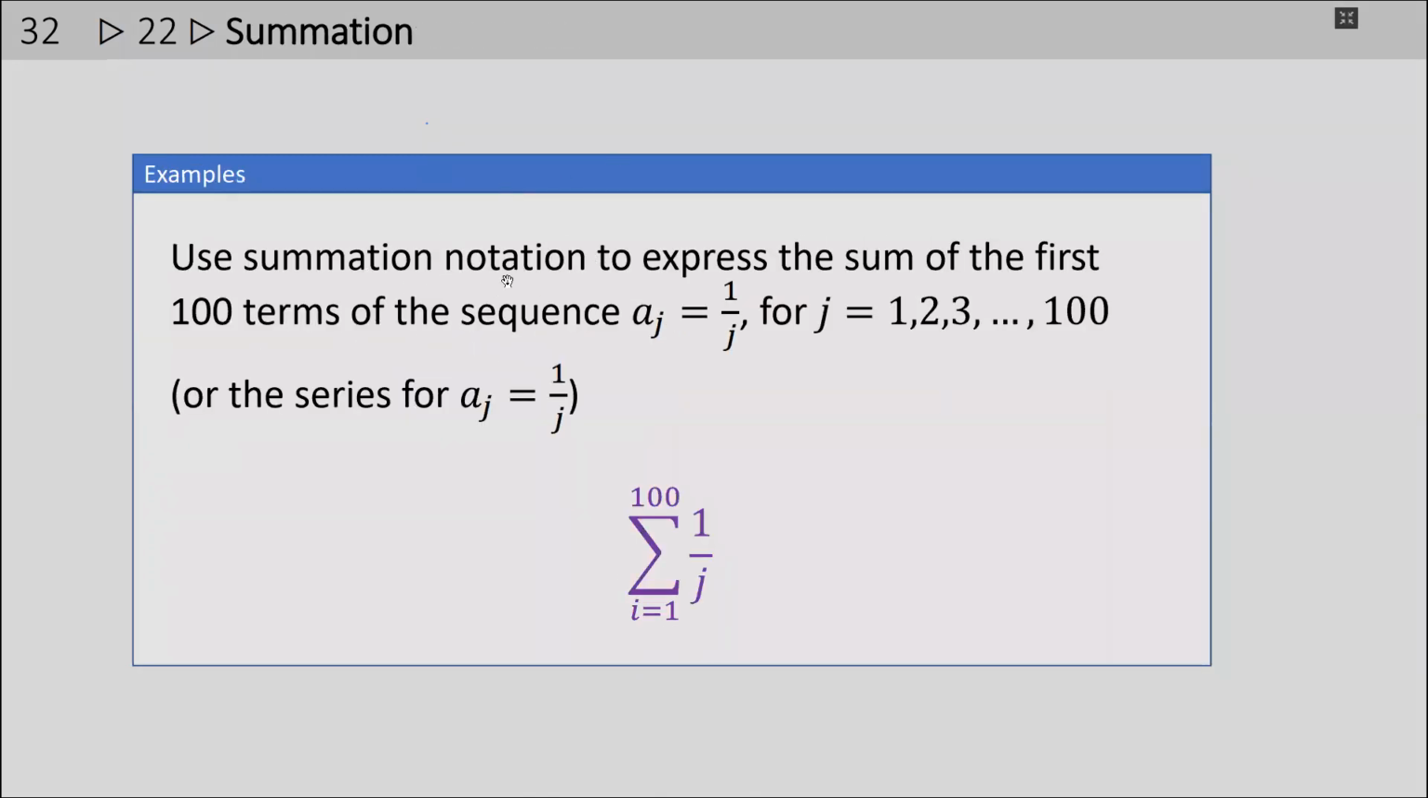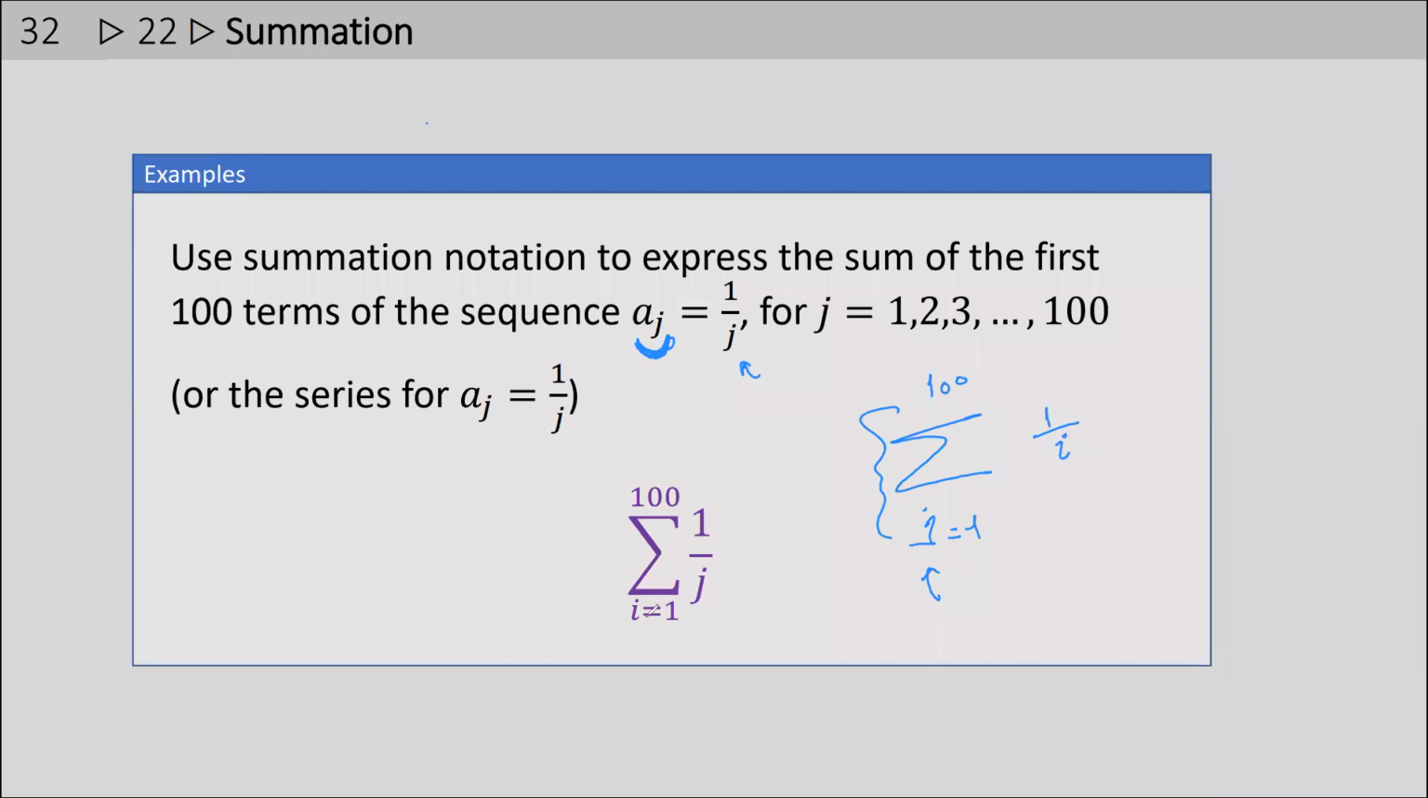Use the summation notation to express the sum of the first 100 terms. Sum from J, or I, or anything; this is the index, from 1 until it reaches 100. So this is a summation of 100 elements of the sequence A subscript J, where the term is 1 by J. If I use the notation for the index being denoted by I, I will replace J by I, so I will write it 1 by I.